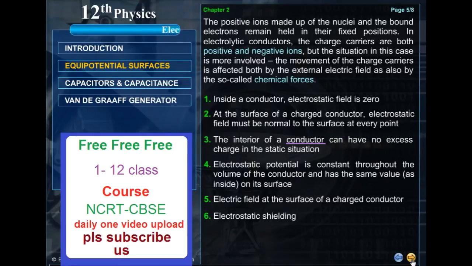At the surface of a charged conductor, electrostatic field must be normal to the surface at every point. The interior of a conductor can have no excess charge in the static situation. Electrostatic potential is constant throughout the volume of the conductor and has the same value as inside on its surface. Electric field at the surface of a charged conductor. Electrostatic shielding.